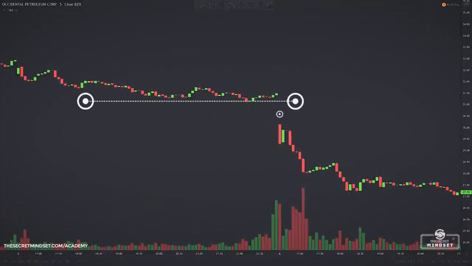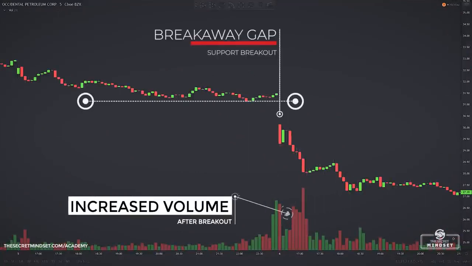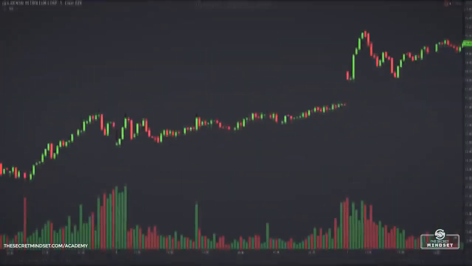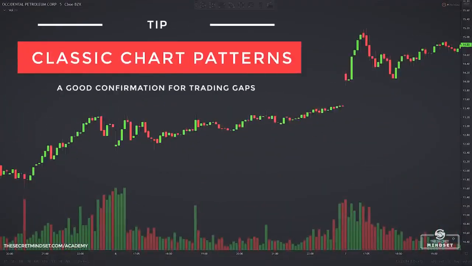Notice in this example how prices spent a long period of time without going lower than the support level. When they did, it was with increased volume and a downward breakaway gap. A good confirmation for trading gaps is whether or not they are associated with classic chart patterns.